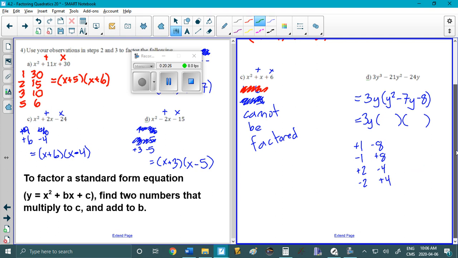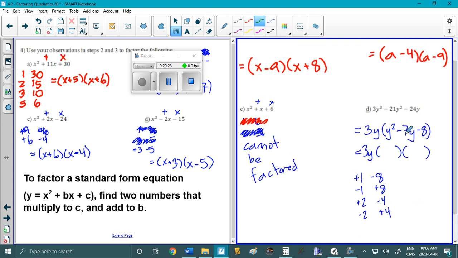And now we need to find which pair of numbers adds to -7. So let's try from the beginning here. 1 minus 8 is, oh, it's that one. Okay, so we get y, not x, plus 1, y minus 8. And that, I think, is about as hard as the homework's going to get for you tonight.